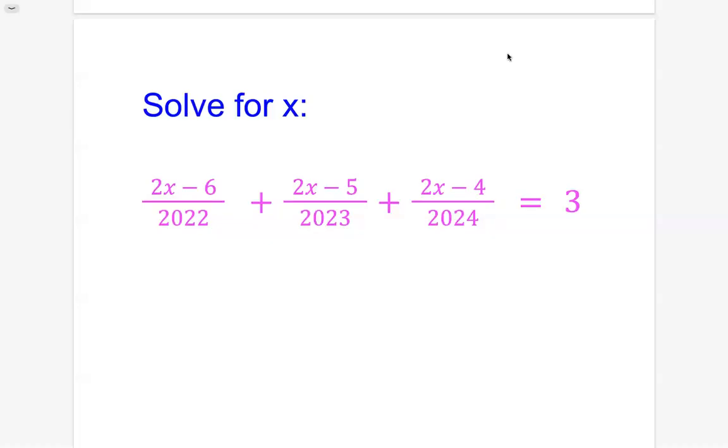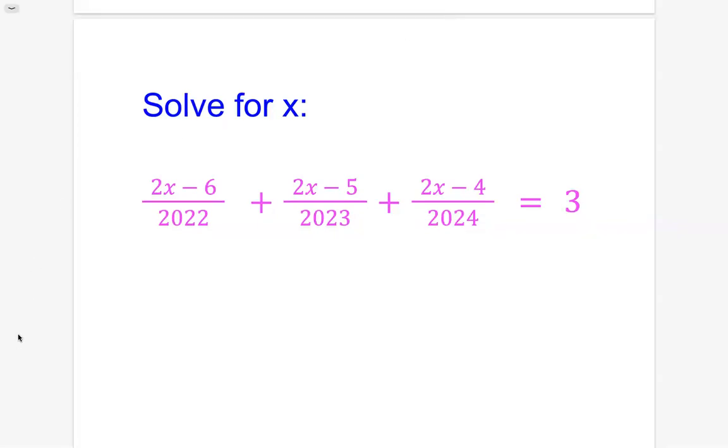Let's see this question. We want to solve for x. The denominator is a very big number, right? 2022, 2023, 2024. Usually we make a common denominator, but it's too much calculation. We don't want to do that. So let's observe.